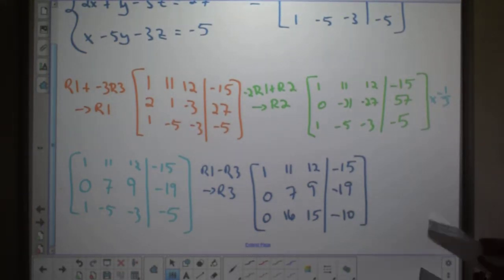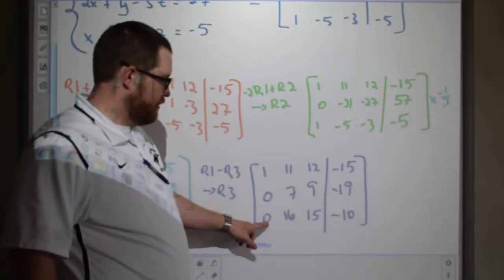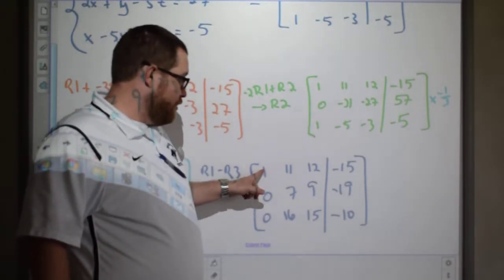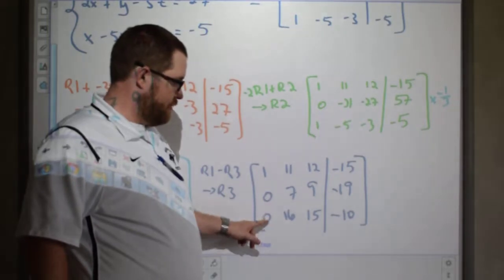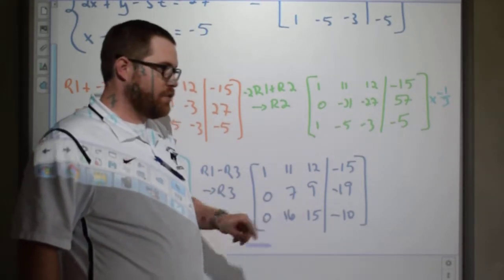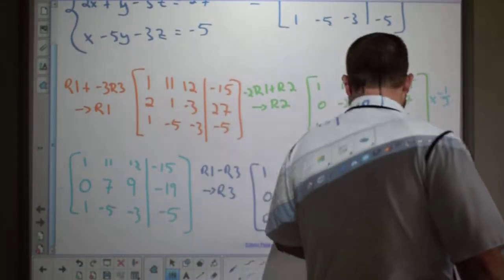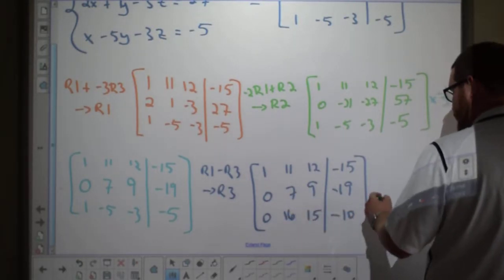Okay, here's where it's going to get tricky. I got a 0 here and a 0 here. I need to get a 0 here. I can't use this row because then the 1 would move down here. I've got to use this row because they already have the zeros here. What can I multiply this by that will cancel out 16? Well, what can I multiply 7 by to get 16?